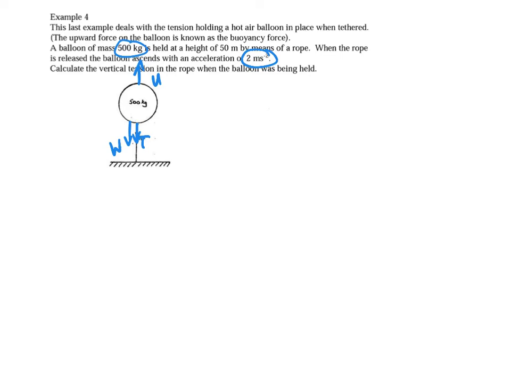Calculate the vertical tension in the rope when the balloon was being held. So we've got information about being released and being held. I'll circle that 50 meters, but basically it doesn't appear in any of the equations. What we've got to deal with here really is the 2 situations, tethered or held, and released. What's the difference between them? How did you release it? You cut the rope. So at that point, what you were doing was taking the tension away. There was no longer any tension.